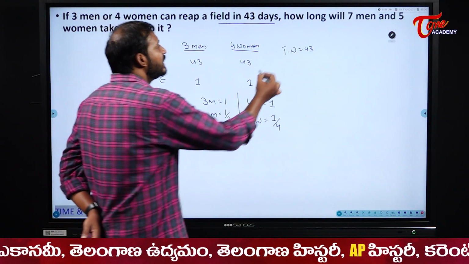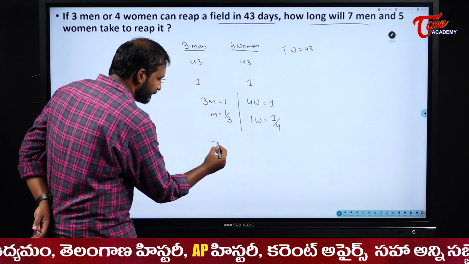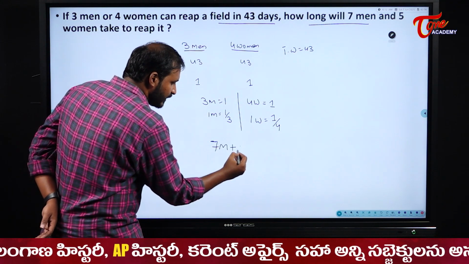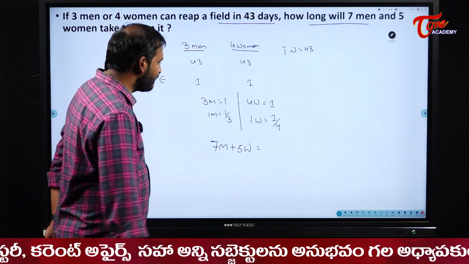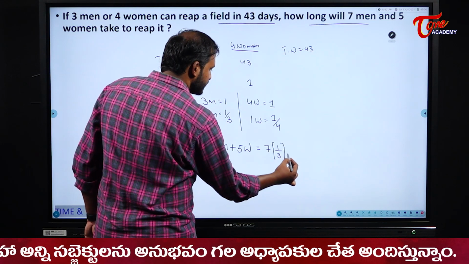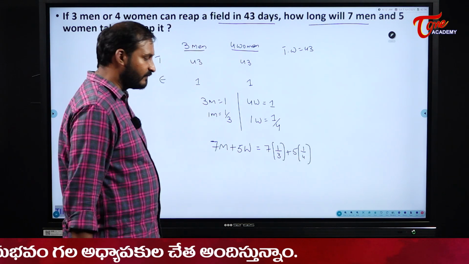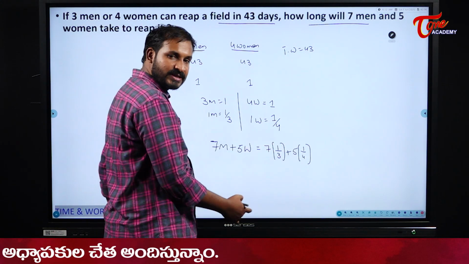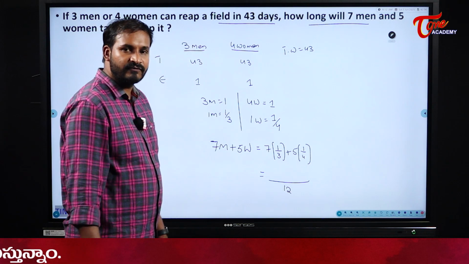Now, how long will 7 men and 5 women take to complete it? I need to find the combined efficiency of 7 men and 5 women. 7 men's efficiency will become 7 into 1 by 3, plus 5 women's efficiency will become 5 into 1 by 4. Now this becomes 7 by 3 and this becomes 5 by 4. So what is the LCM of 3 and 4? 12. LCM of 3 and 4 is 12.